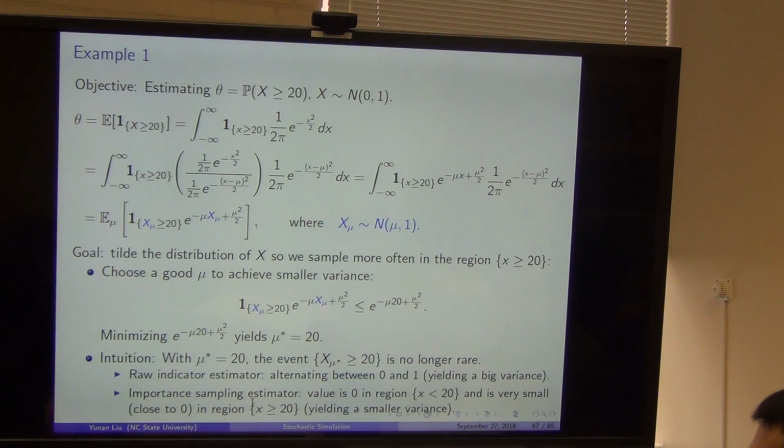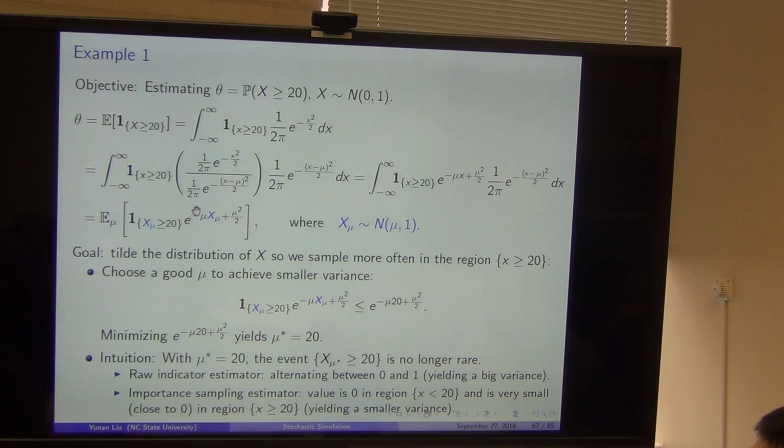Let me repeat that. The raw Monte Carlo estimator alternates between 0 and 1. So a two-point distribution always has a large variance. Two distinct values, right? 0 and 1. But for the importance sampling estimator, you sample from x mu, x20. If you see x20 is less than 20, which has probability 50%, you're going to see 0, because the indicator becomes 0, the whole thing is 0, and you return 0. If you see x20 is greater than 20, you're going to see this piece, because the first term is 1. But the second term is very small.